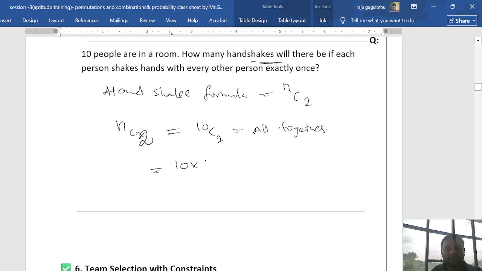So 10 into 9 by 2 into 1. This is also 10C2. Expanding it, 45 handshakes are possible.